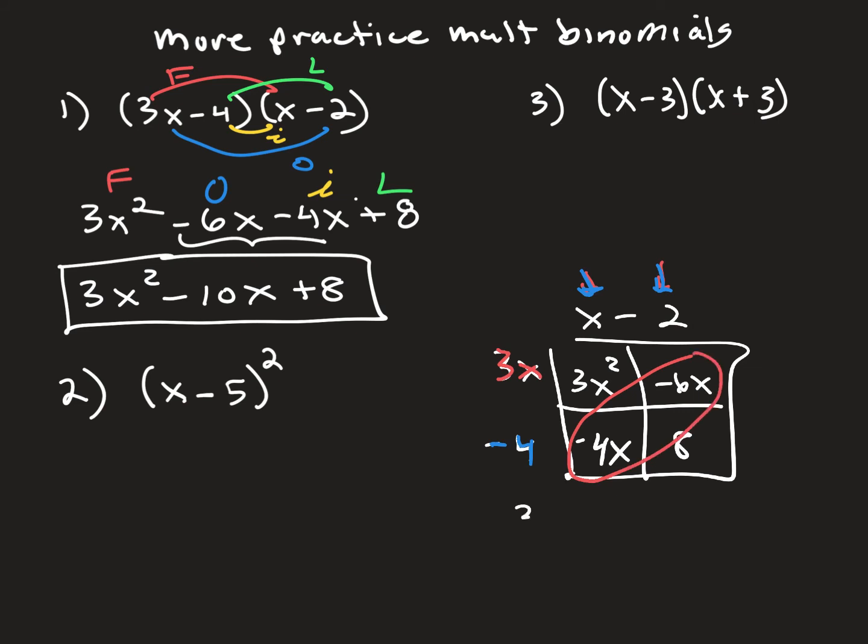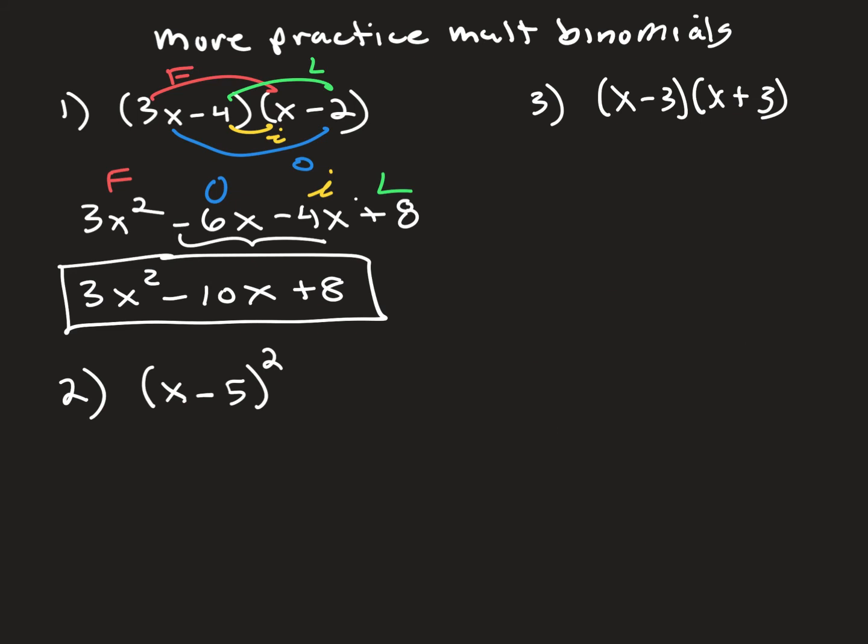So my final answer is 3x squared minus 10x when you combine like terms, and an 8. So I just wanted to show you one more time how to use the generic rectangle technique. After that, I'm just going to use the FOIL technique. In example number 2, we have that x minus 5 is squared.